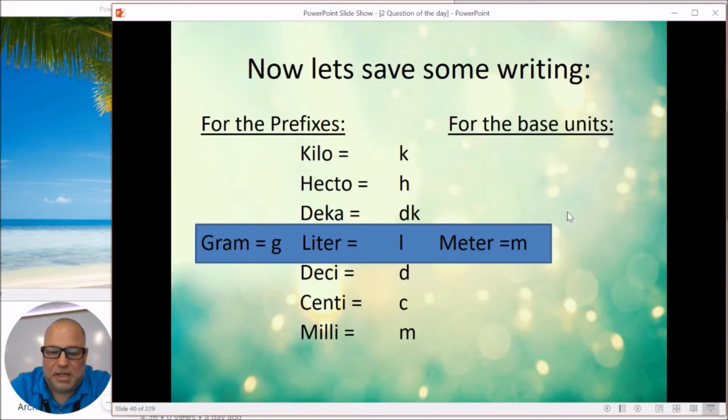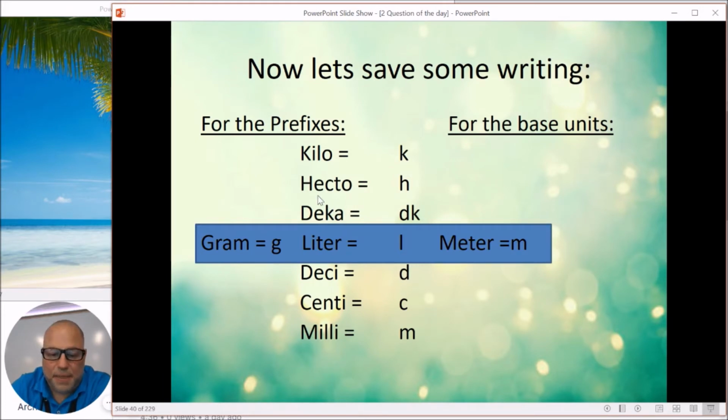All right, let's skip ahead here. This is showing you the shorthand version of it. So instead of having to write out the whole thing, kilo, you could just put a K in there. If it was hecto, you could just put an H. In fact, deci is D, centi is C, milli is M. If you have the base units, same thing: meter is M, liter is L, gram is G.